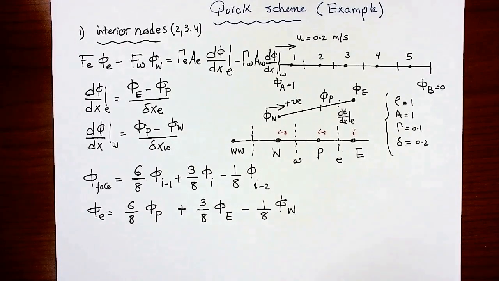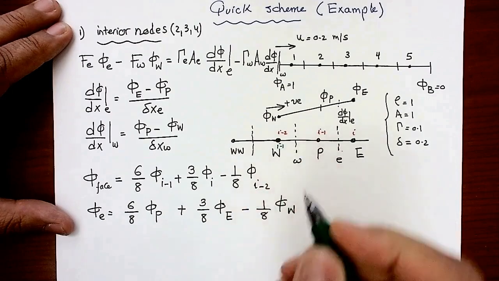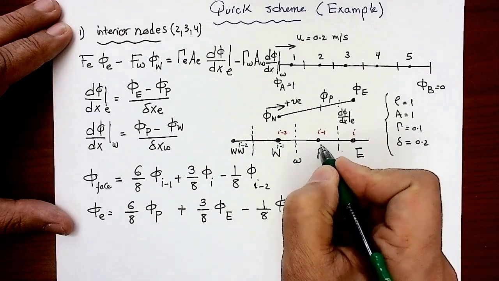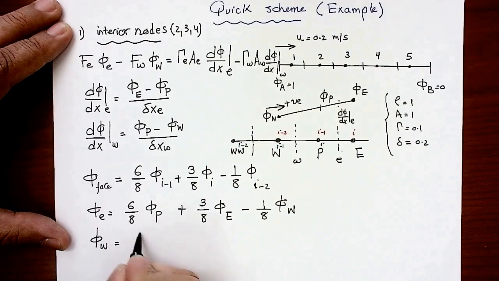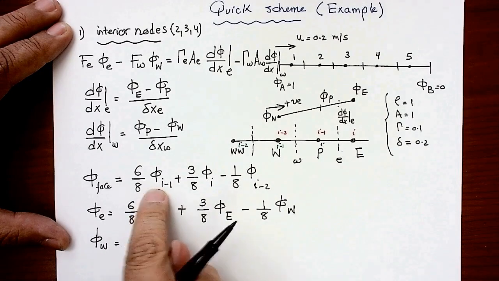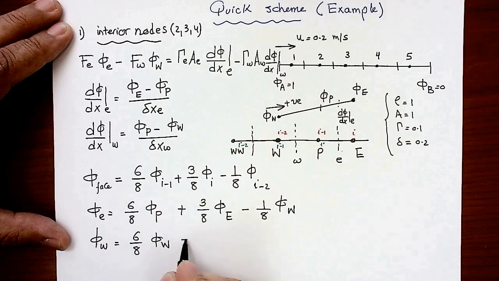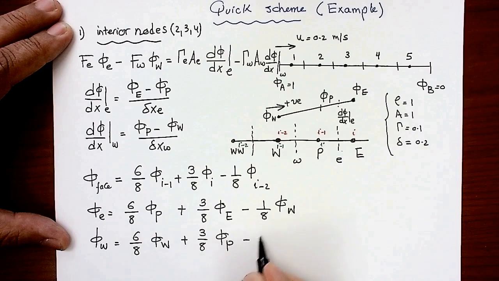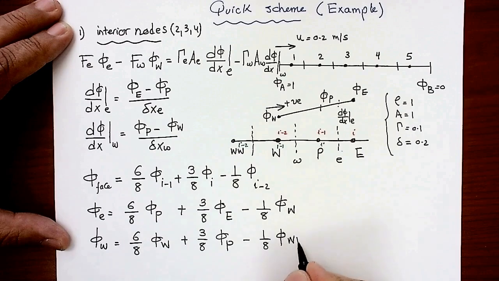If I want to go for the west face, this will be I minus 1. I'm going to use a green pen here. This is I minus 2, and this will be actually my I. So if I'm looking for phi on the west face, it will be simply 6 over 8 phi I minus 1. For the west face, I minus 1 is going to be phi west, plus 3 over 8 phi I. Phi I for the west face is going to be phi P, minus 1 over 8 phi I minus 2, which is going to be phi west-west.